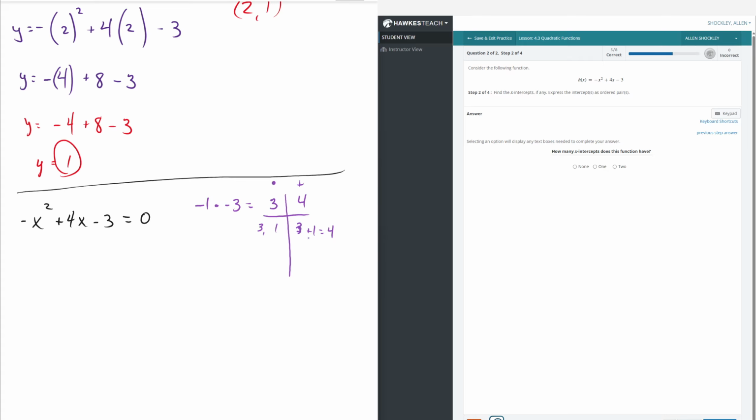I didn't make any changes on the right side in order to get the 4, so I do not need to make any changes on the left side. We're going to drop them in parentheses. We're going to say x plus 3, because this was a positive 3, and x plus 1, because it's a positive 1, equals 0.